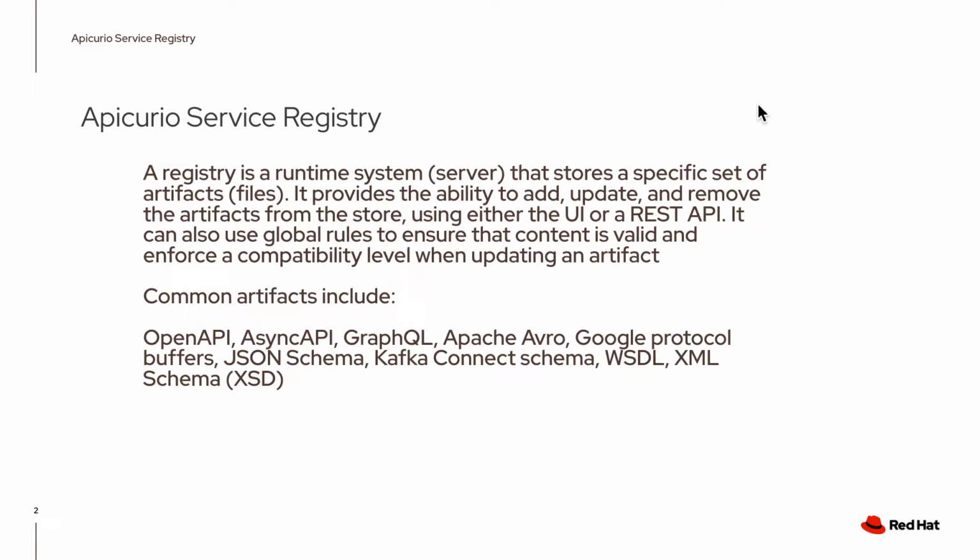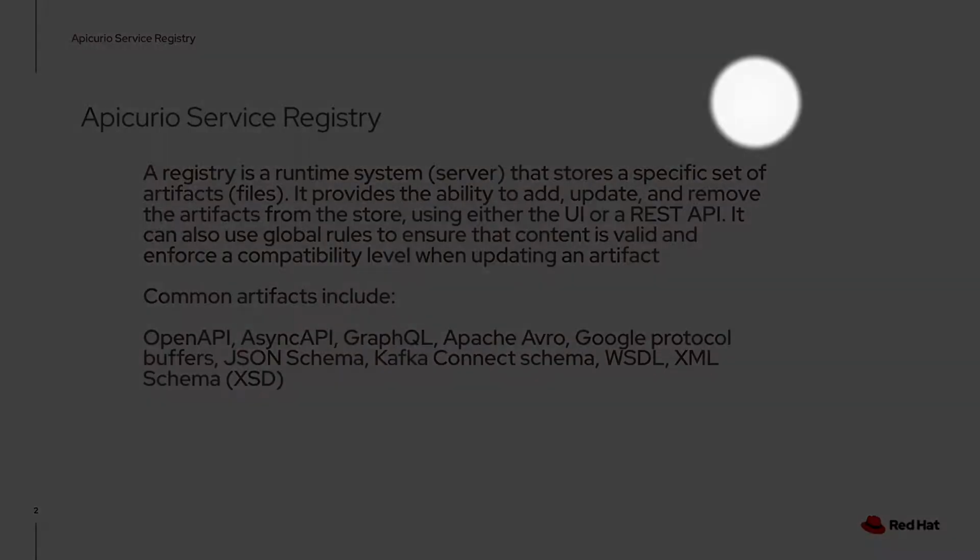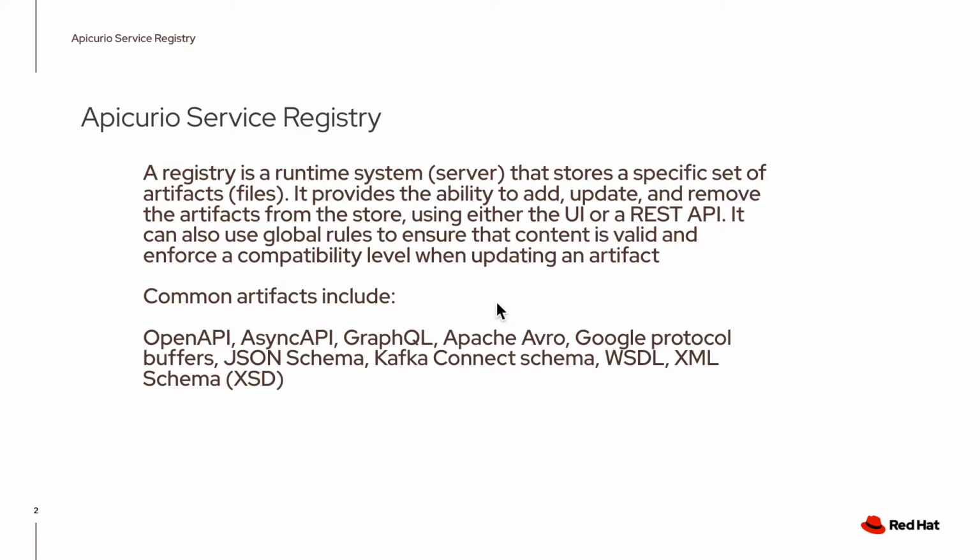A registry is just a server that stores specific sets of artifacts or files. Here are some examples of the files that you can store: OpenAPI spec, Apache Avro schema, and so on and so forth. It also allows you to add, update, and remove the artifacts, either using the user interface provided by the Apicurio Service Registry or by using a REST API.